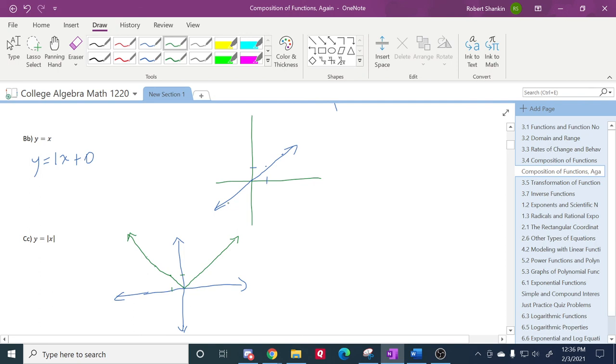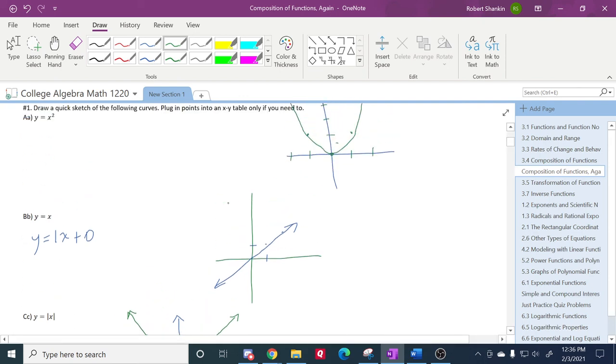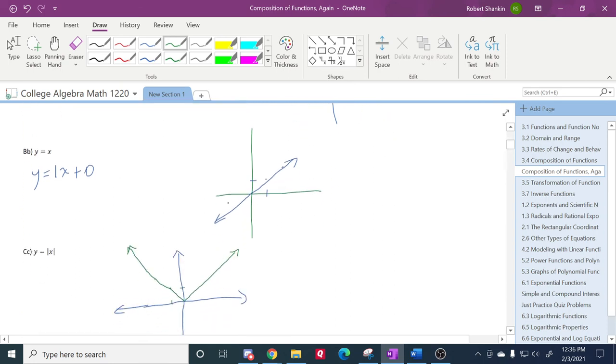Okay, now the ability to make quick sketches of these basic functions is going to be really important to us in a following section that we're going to be doing next week. But just give me a little feedback on 1, A, B, and C.